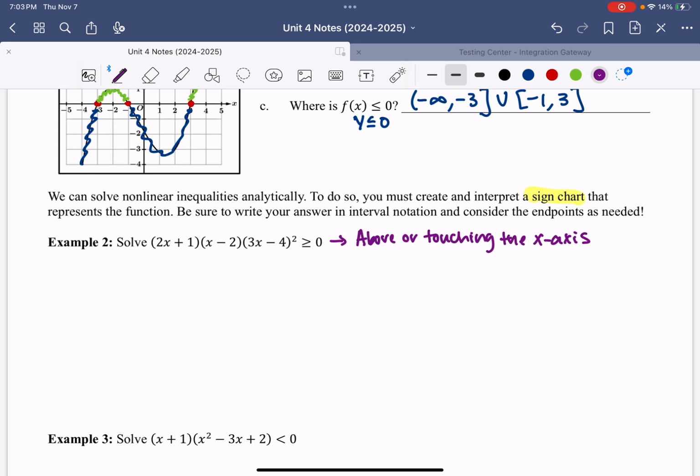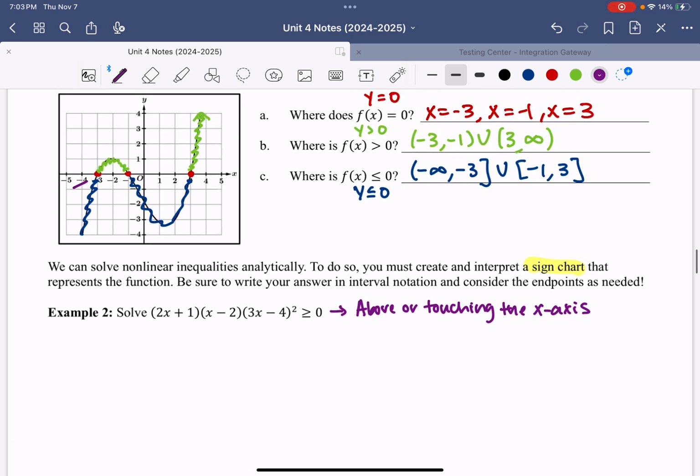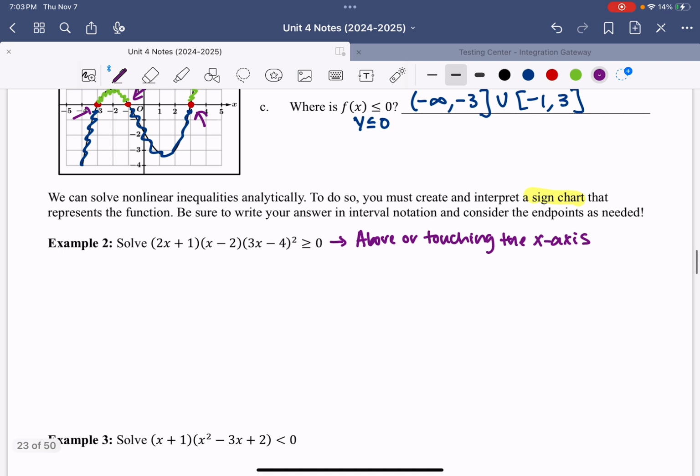The first thing that we need to do, just like what we saw above, is it's really helpful to know where the zeros are, so that we know what's going to break up our function. So finding the zeros of this polynomial, I'm going to set each factor equal to 0 and solve. For the first one, I get that x is equal to -1/2. The second one, I get x is equal to 2. And for the third one, even though I have that multiplicity of 2, the zero coming from it is going to be x equals 4/3.